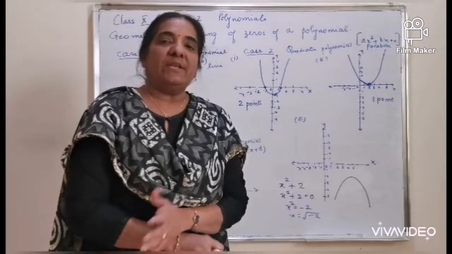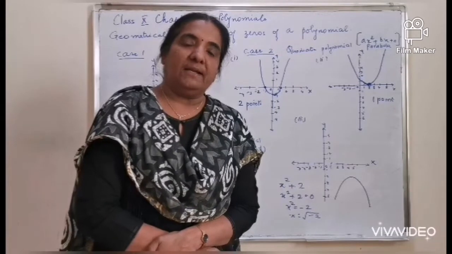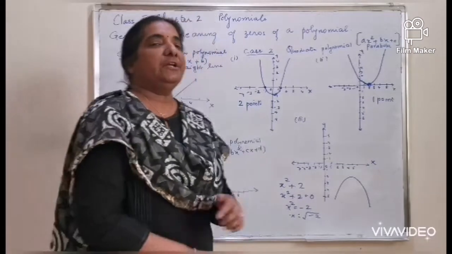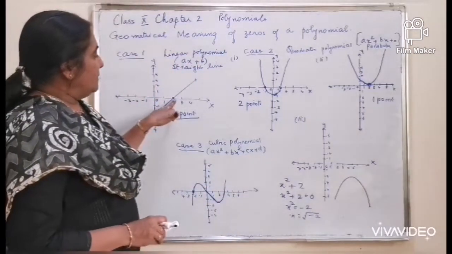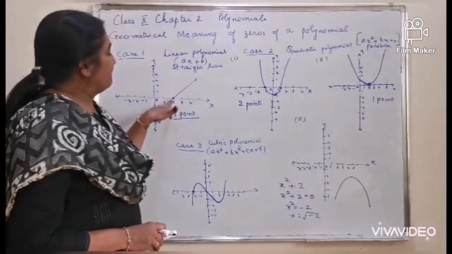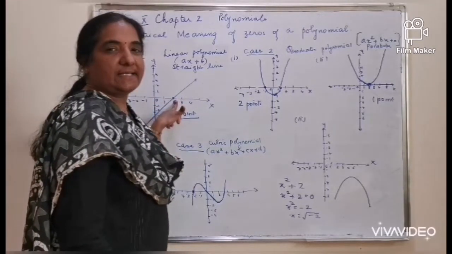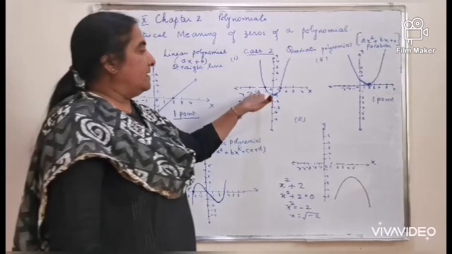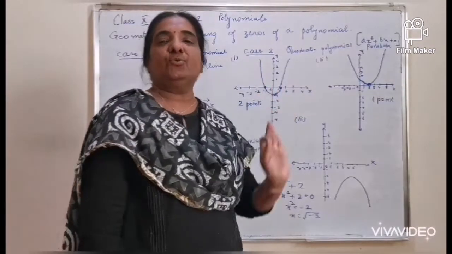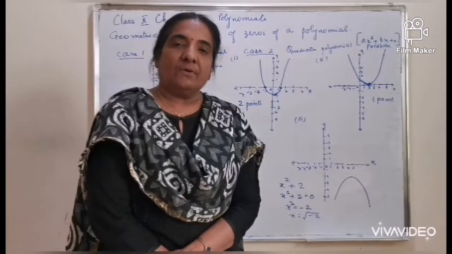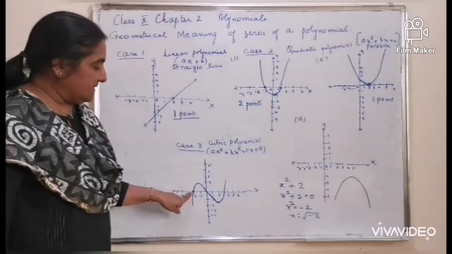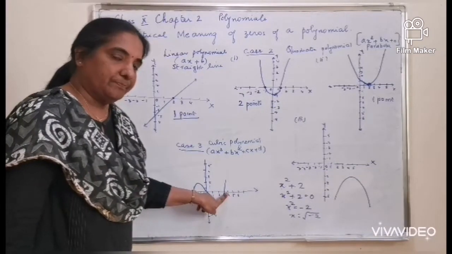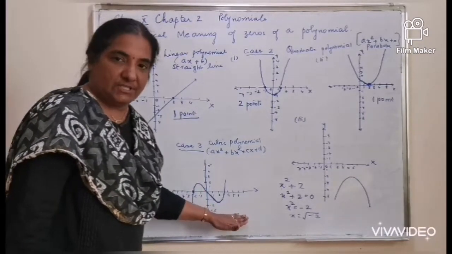That is, how many zeros will be there for a polynomial, or what will be the value of those zeros? By looking into the graph, you can see the graph intersecting the x-axis at one point, which shows that there is one solution. When a graph intersects the x-axis at 2 points, it has two solutions. Or when a graph is intersecting the x-axis at 3 points, it has 3 zeros.